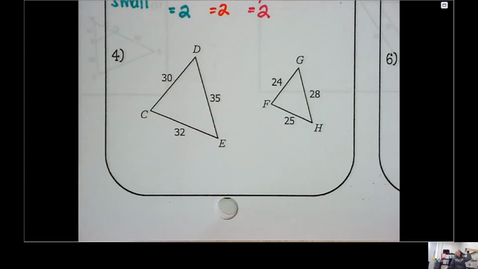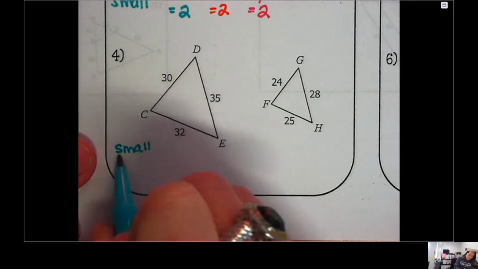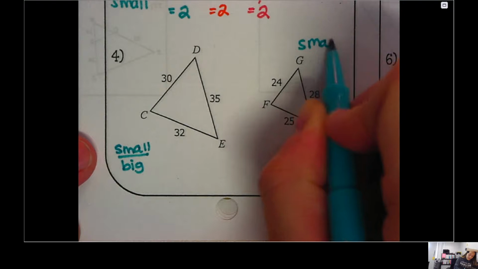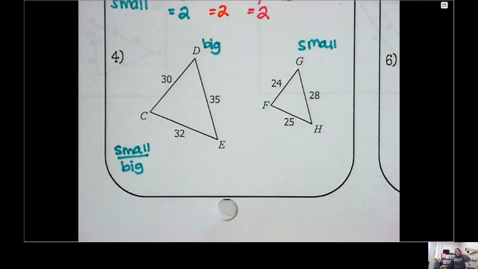All right, number 4. We're going to do the exact same thing. We're going to take the sides and we're going to make some ratios. In the last one, I did big divided by small. So just to show you that it's the same, I'm going to do the small divided by big this time. Okay, so this one's my small, and this one's my big. Who can give me one ratio that I need to do for this problem?